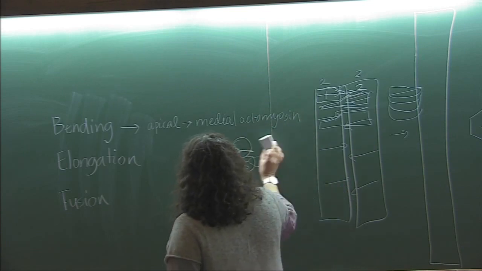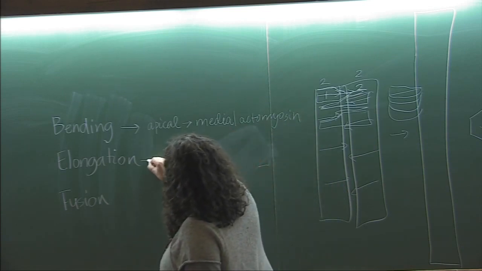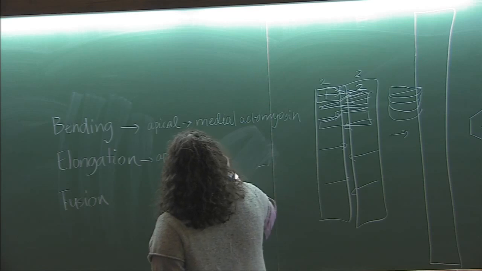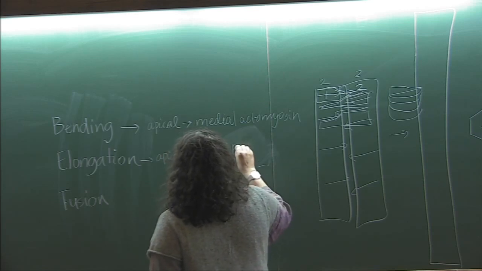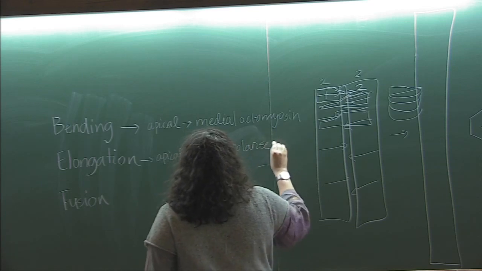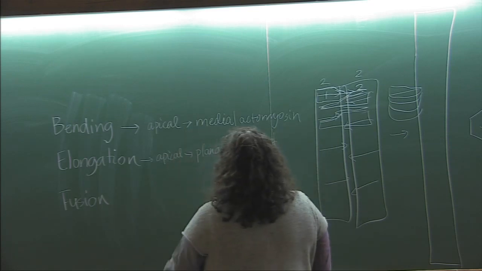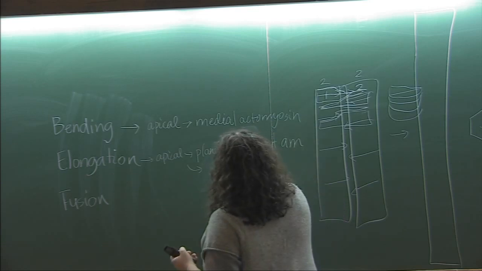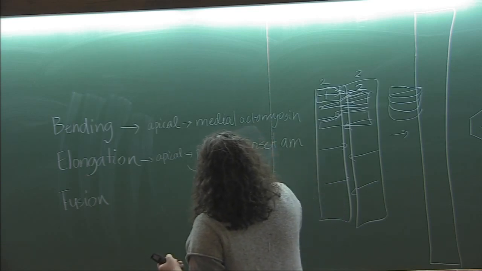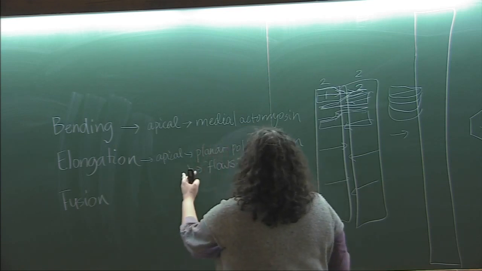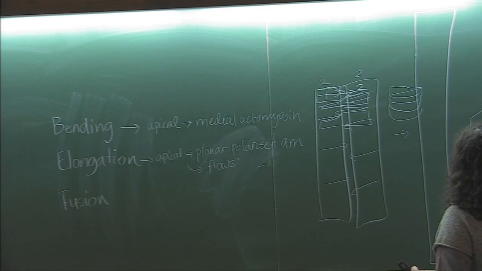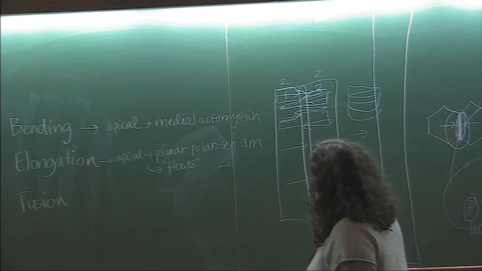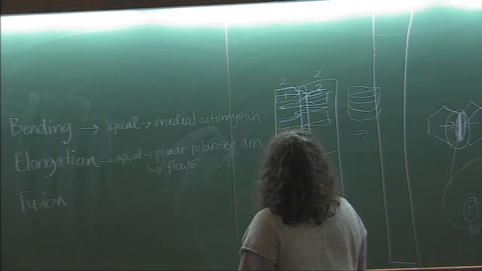What we've seen with elongation is that it also relies on apical actomyosin, but these actomyosin complexes are planar polarized at the apical end, and the differential distribution of myosin in these complexes is dependent on actomyosin flows.